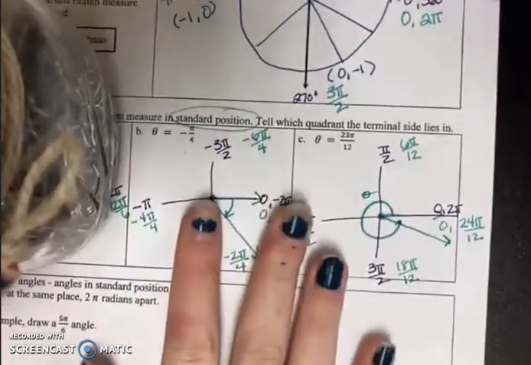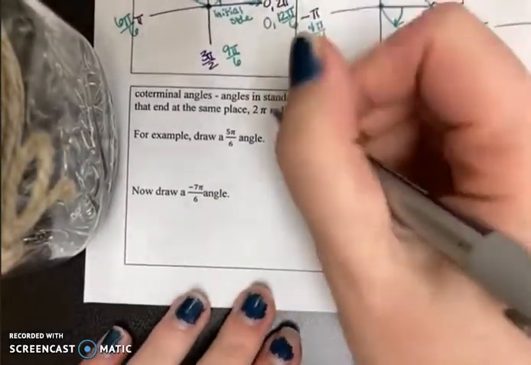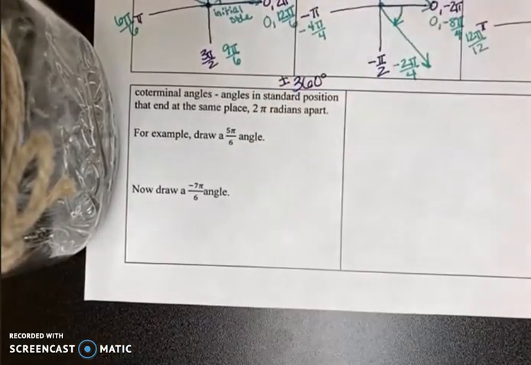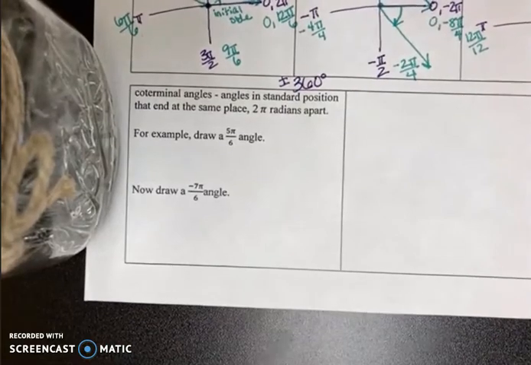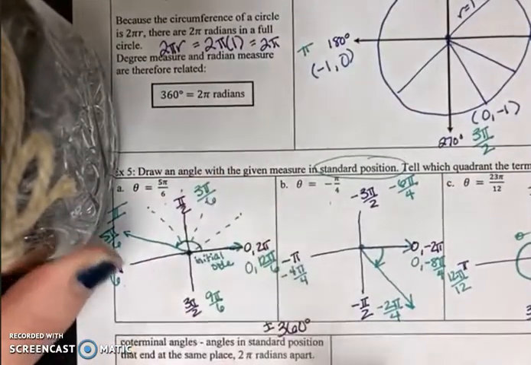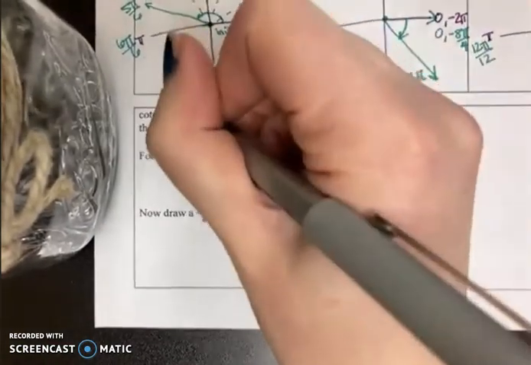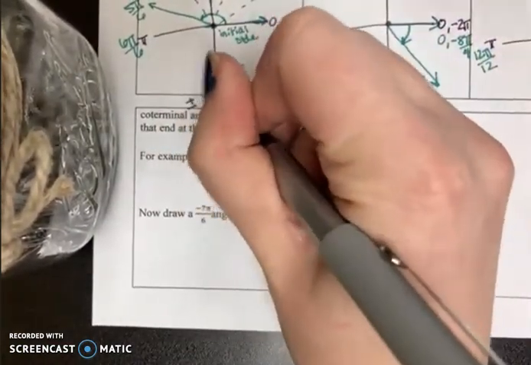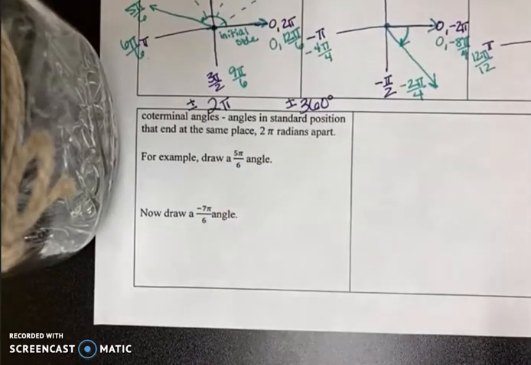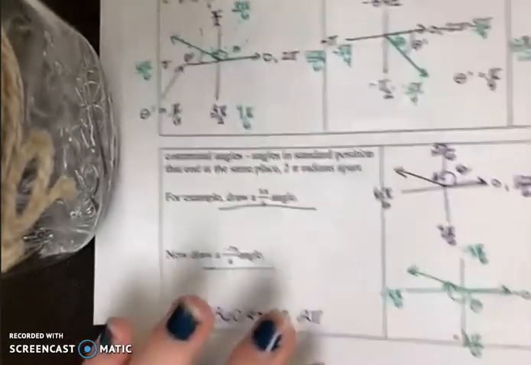Okay, let's talk about coterminal angles. So when we were doing it in degrees, you would do plus or minus 360 degrees. But we've established in the beginning of the notes that 360 degrees is the same thing as 2 pi. So now, instead of adding or subtracting 360, we're going to add and subtract 2 pi. This portion of the notes just asks you to draw 5 pi over 6 and negative 7 pi over 6. I'm just going to show you what that looks like.